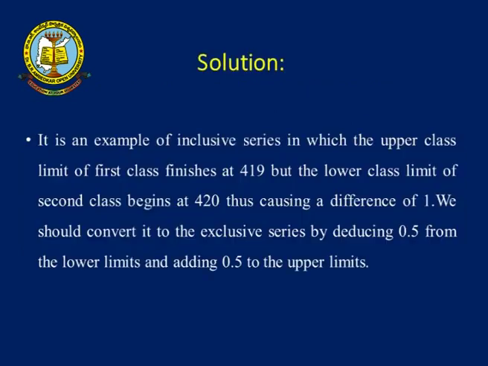It is an example of an inclusive series in which the upper class limit of the first class finishes at 419 but the lower class limit of the second class begins at 420, thus causing a difference of 1. We should convert to the exclusive series by deducting 0.5 from the lower limits and adding 0.5 to the upper limits. Lower limit decrease by 0.5, upper limit add 0.5.